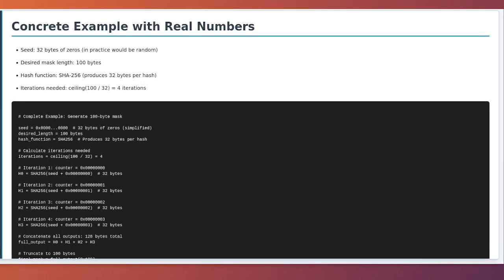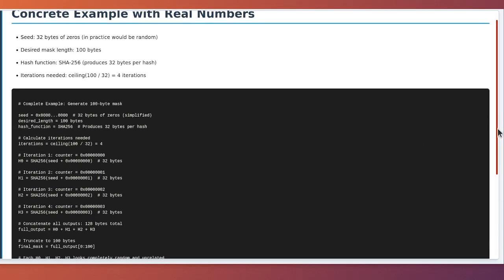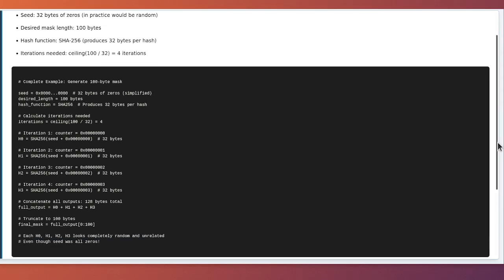Concrete example with real numbers. Let's work through a complete example with actual numbers so you can see MGF1 in action. Imagine we have a seed that is 32 bytes of data, and for simplicity let's say our seed is just 32 zeros in hexadecimal, 0x00 repeated. In reality, this would be random data, but using zeros makes the example clearer. We want to generate a mask that is 100 bytes long using SHA-256.